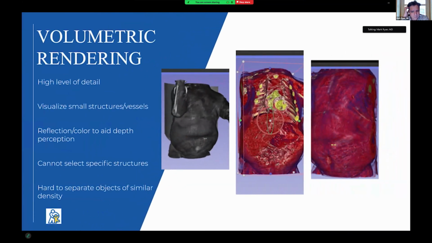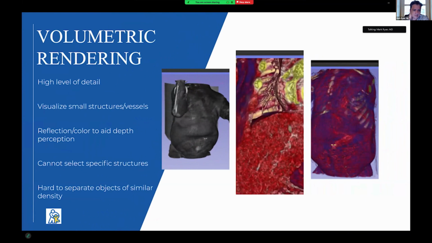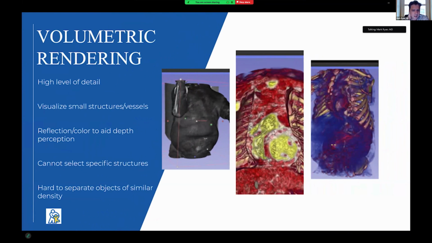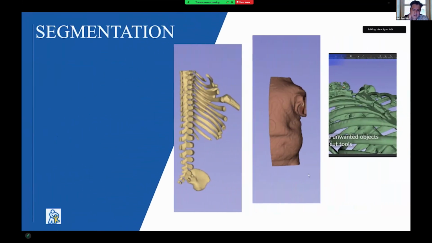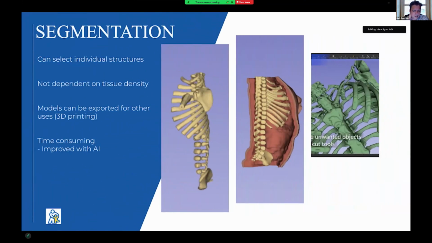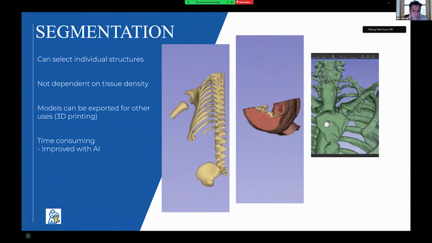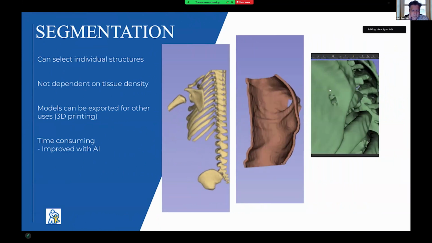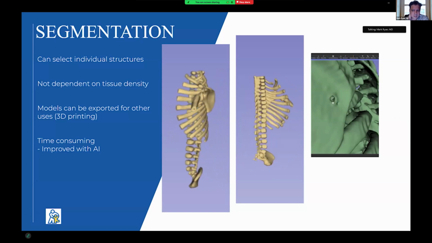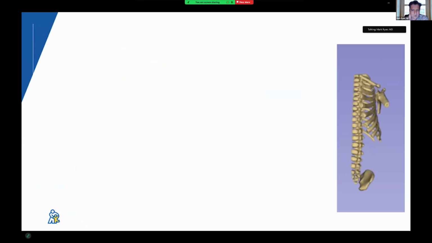So the moves I have before are in 3D Slicer using volumetric rendering. You can get a pretty detailed picture, but it can be hard to tell tissues of similar density apart. That's where segmentation comes in, and it's painstaking to make yourself. The AI helps a little bit, and you can also export and print things, and I do that, but there's a lot more work involved.